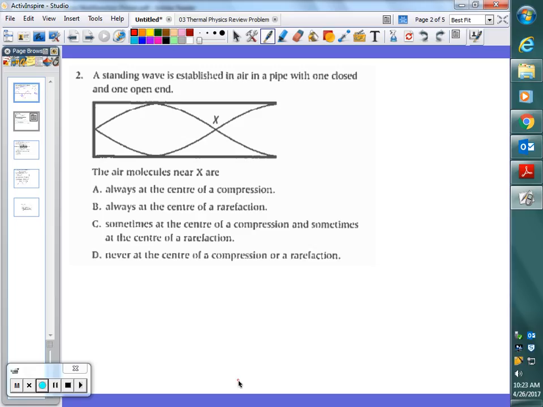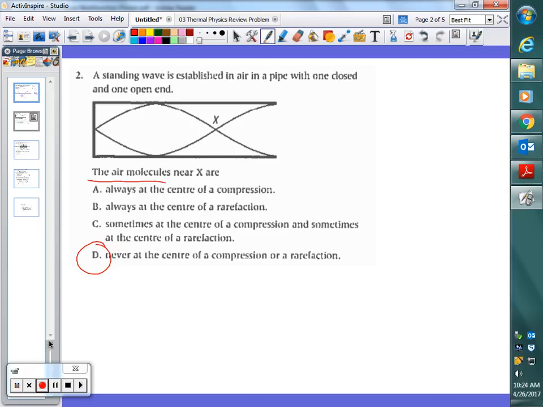Standing waves established in air in a pipe with one closed end and one open end. Air molecules at X. A standing wave is a repeating pattern of constructive interference and destructive interference. Bigger amplitudes and smaller amplitudes. So X is a spot of what? It's a node, and that means what's going on there? Nothing, or destructive interference. In terms of the air molecules in the medium, what are they doing? Resting, nothing.